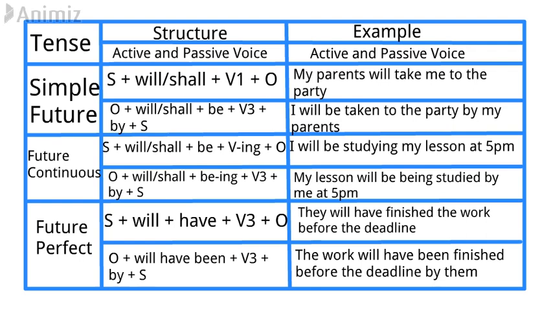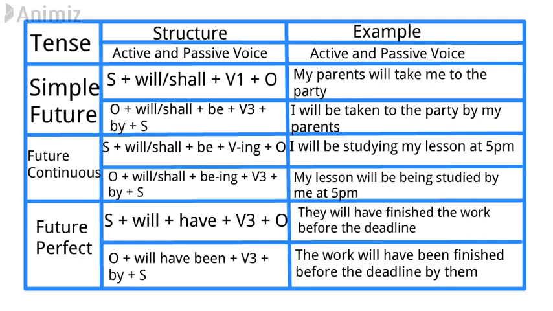Now move to future continuous. Subject, will or shall, be, ing form of the verb and object. I will be studying my lesson at 5 p.m. The structure of passive: object, will or shall, being, third form of the verb plus by plus subject. My lesson will be being studied by me at 5 p.m.